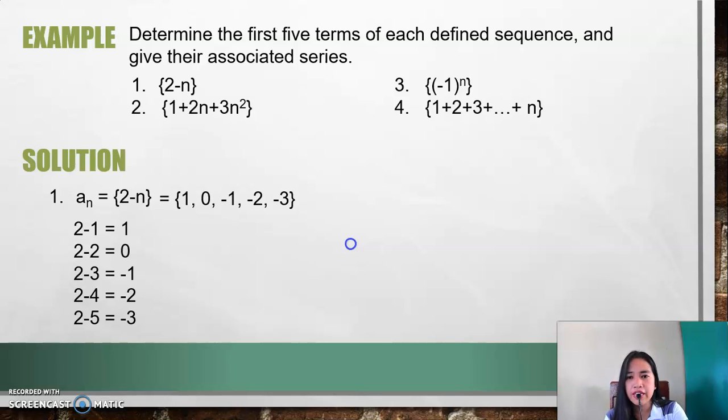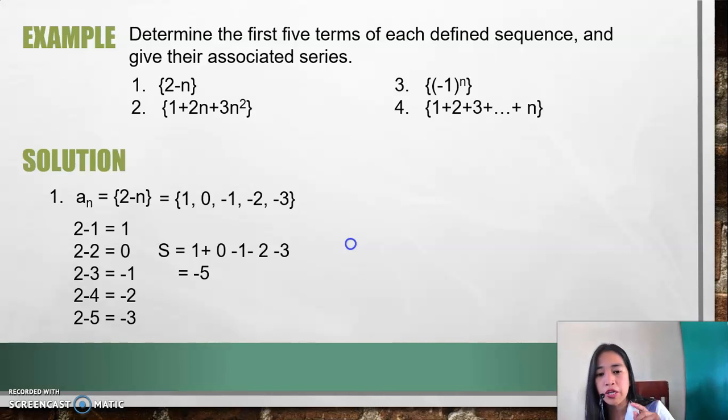So, the other question is, give their associated series. If we look for the series, we will just add the 5 numbers. So, 1 plus 0 minus 1. Okay, it's minus 1, because this is negative 1. Then, minus 2, because it's negative 2. Minus 3, because it's negative 3. So, the result is negative 5.